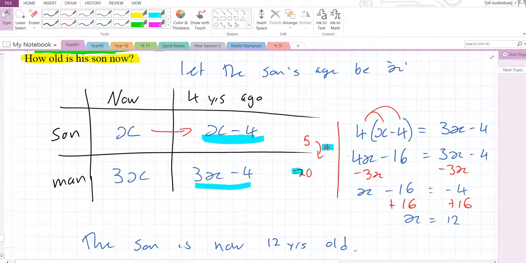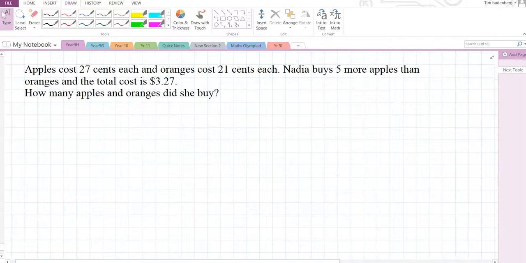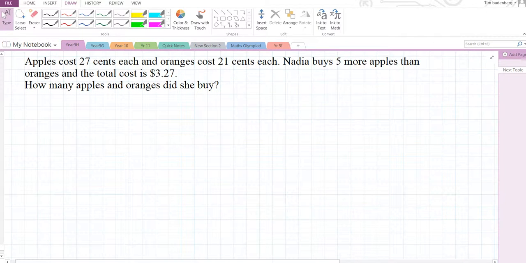Alright, last example. Apples cost 27 cents each, and oranges cost 21 cents each. Nadia buys 5 more apples than oranges. The total cost is $3.27. How many apples and oranges did she buy? Alright.